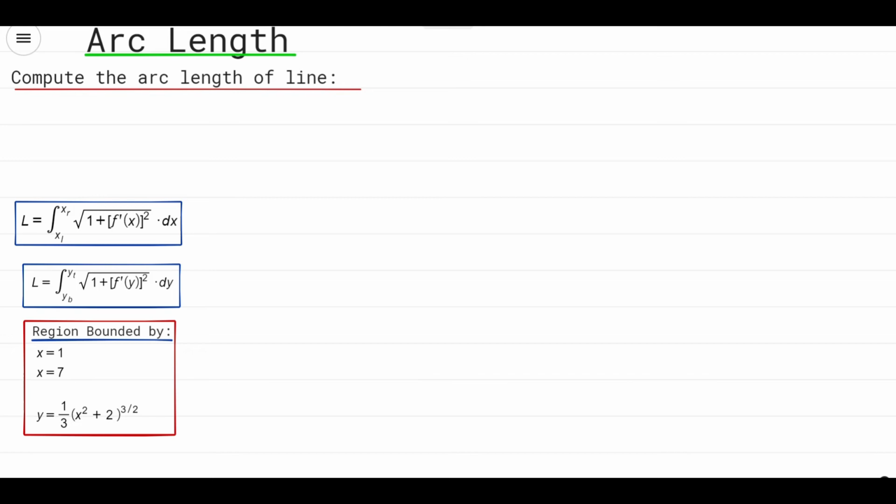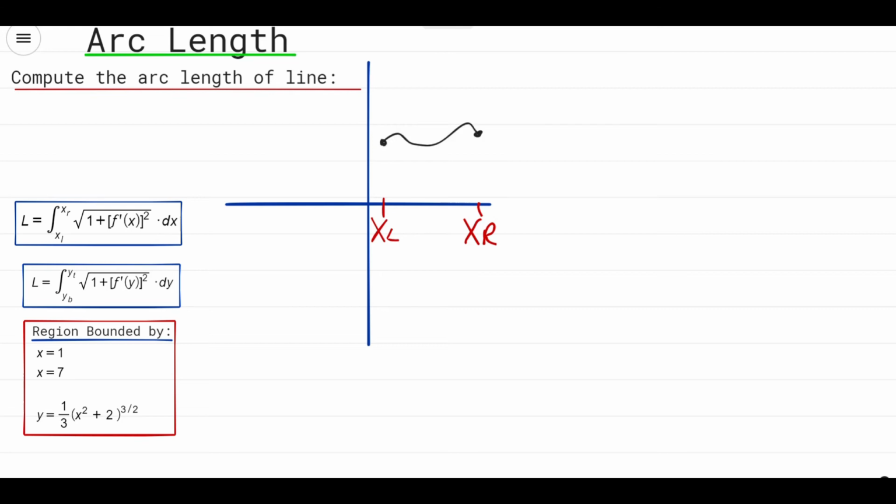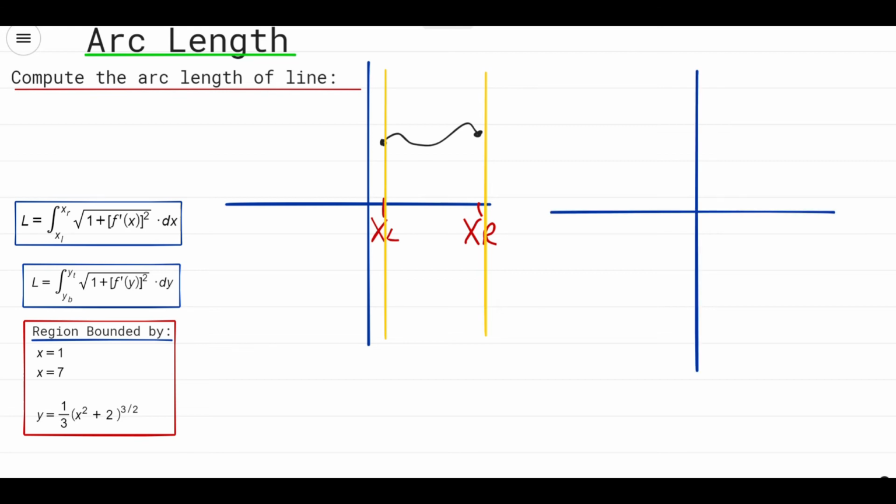So basically we're computing arc length, but we can do it in two ways, with respect to x and with respect to y. When we do this with respect to x, it looks something like this. We have our x limits, xl and xr. xl is for left x, xr is for right x. So we have a line that looks like this, bounded between these constraints. And then over here similarly, but with respect to y, we have our y limits, y top and y bottom. And we have a line that looks like this, which is vertical. And we have our constraints, our y bounds.